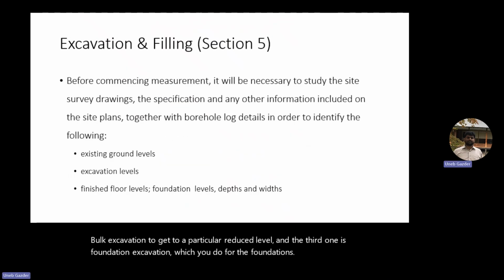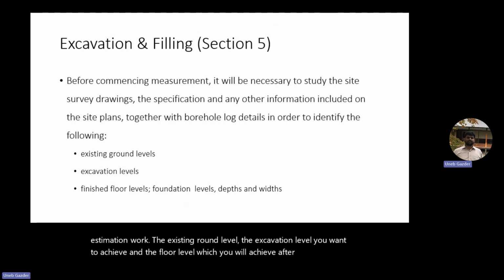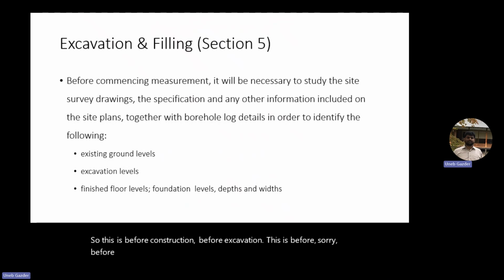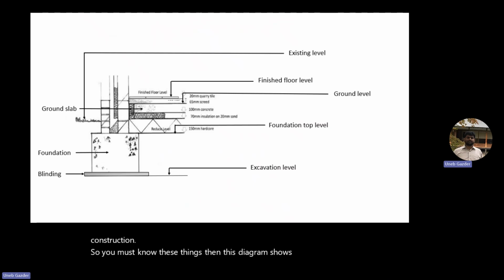So you must know these things before you start your estimation work: the existing ground level, the excavation level you want to achieve, and the floor level, which you will achieve after construction. So this is before construction, before excavation. This is before construction, after excavation. And this is after construction. So you must know these things. Then this diagram shows you the different levels.